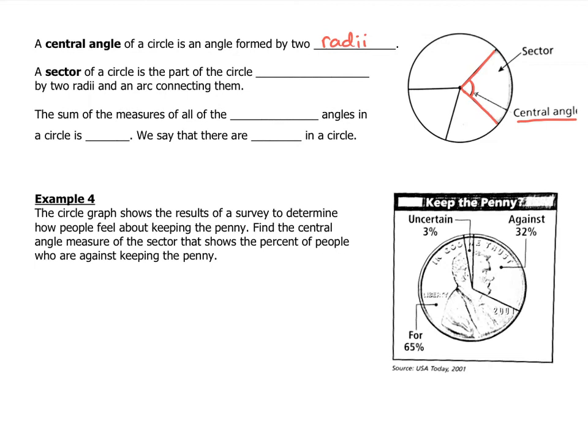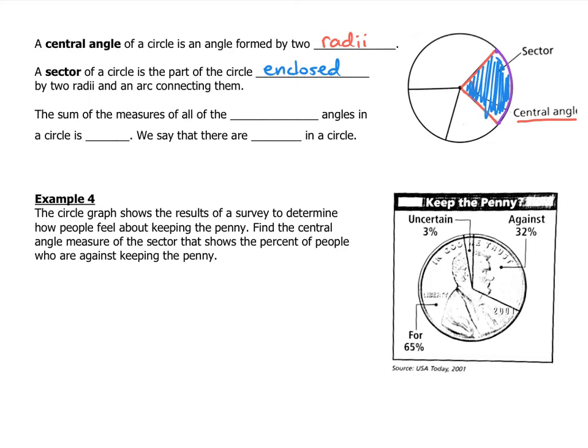A sector of a circle is the part of the circle enclosed by two radii and an arc connecting them. So if you look at the two radii I drew here in red, there is an arc here from this endpoint to this endpoint. And so everything in between the radii and the arc, which would be this region here, is what's called the sector. Okay, this is a sector of a circle. Think of it like a piece of pie. If you cut a piece of pie out, that piece itself is what's known as a sector.